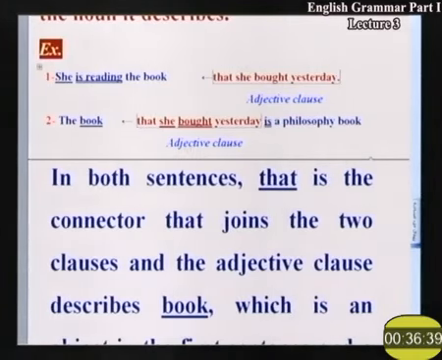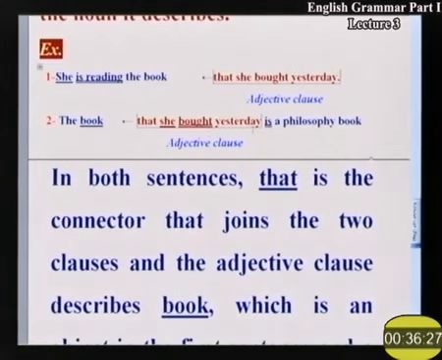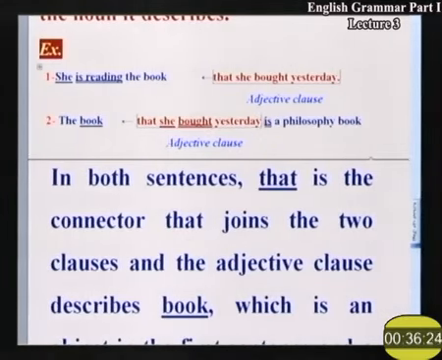طيب أنا عندي أهو book وعندي is subject and verb، وبرضو عندي she subject، bought verb. يبقى أنا عندي two clauses. طيب وهنا عندي that she bought yesterday، عندي connector وعندي a clause coming right after the word book. يبقى that she bought yesterday بتوصف ايه؟ بتوصف كلمة book. It's an adjective clause qualifying the word book.